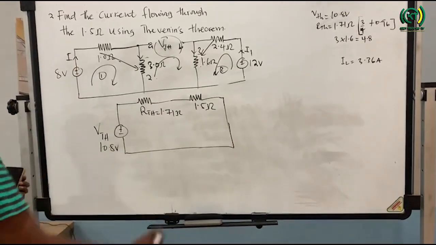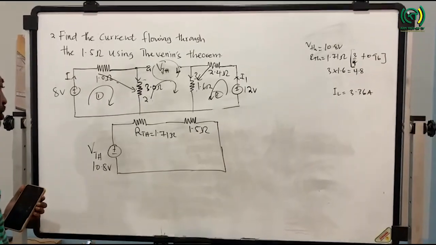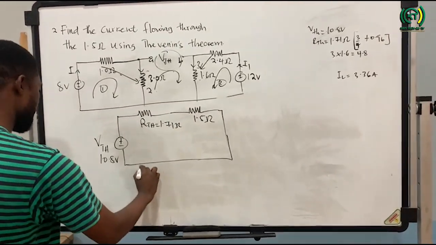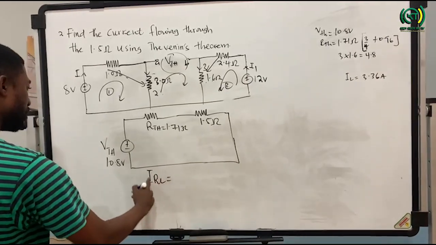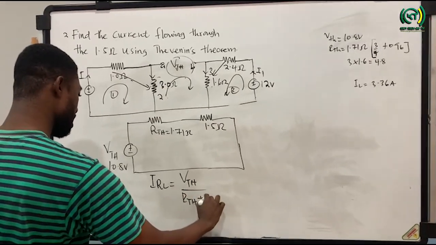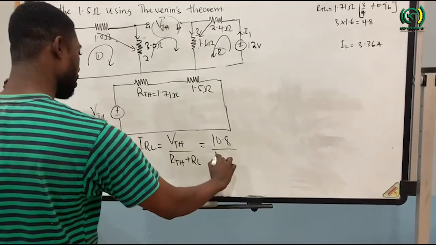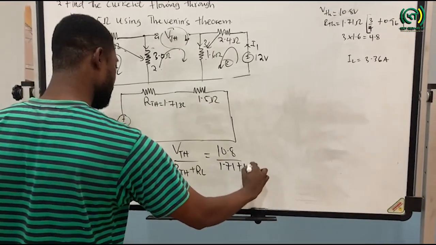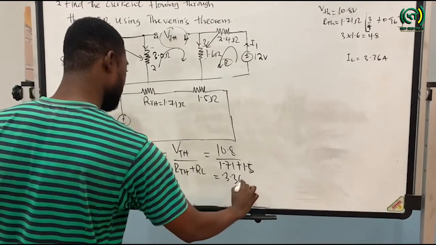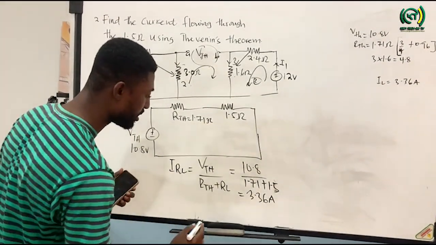Then we calculate the current flowing through them. Now, since the load resistor is in series with the Thevenin equivalent resistance, we can add them. So to calculate the current flowing through resistor 1.5 ohm, which is the load resistor, IRL, which is current flowing through the load resistor, will be equal to VTH over RTH plus RL, and this will be equal to 10.8 all over the RTH is 1.71 plus the load resistor 1.5, which is going to give an answer of 3.36 amps. So the current which is flowing through the 1.5 ohm, which is the load resistor, is 3.36 amps.